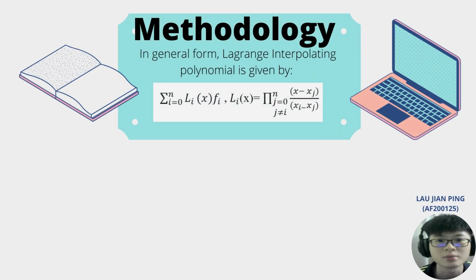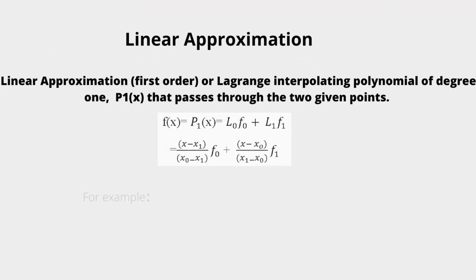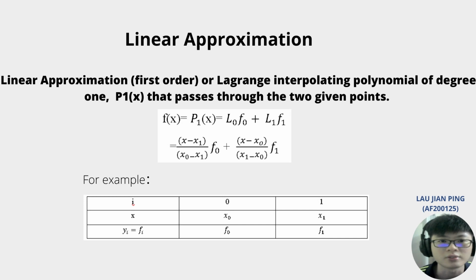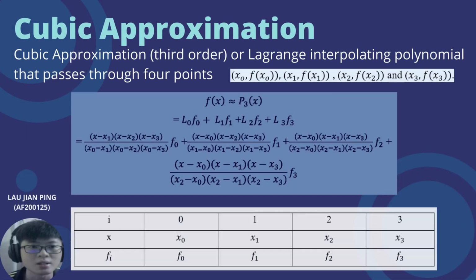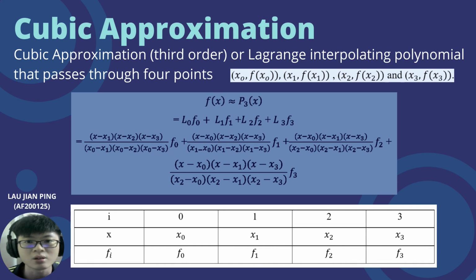The first one is the use of nested multiplication. In general form, the Lagrange interpolating polynomial is given by this formula. Linear approximation, of degree 1, P1(x), passes through the two given points, and this is the formula. Quadratic approximation passes through 3 points (x0, f(x0)), (x1, f(x1)), and (x2, f(x2)), and this is the formula. Cubic approximation passes through 4 points (x0, f(x0)), (x1, f(x1)), (x2, f(x2)), and (x3, f(x3)), and this is the formula.